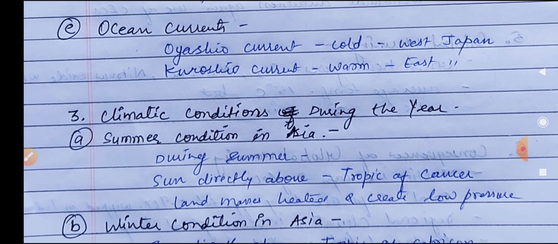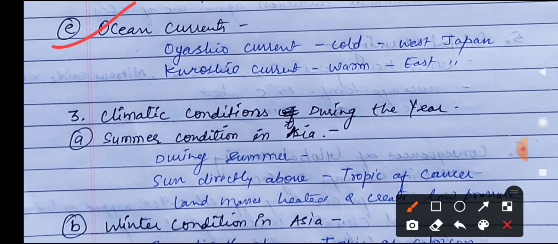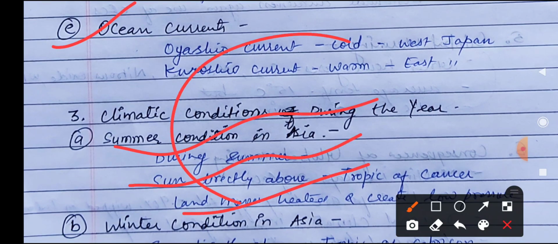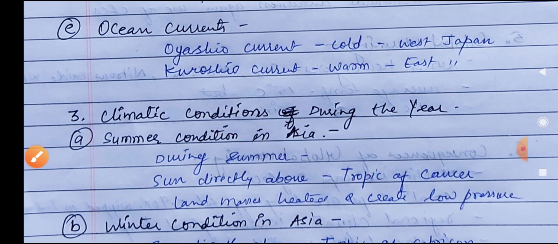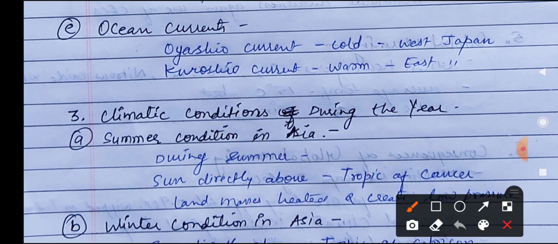Next one, it is the ocean currents. What are ocean currents? You will have a separate chapter in class 9th on ocean currents. Actually, just like in rivers the water is flowing, in the same way the ocean water is also circulating in a particular direction, in a particular movement. So this movement of the surface water is called the ocean current. It is also of two types, cold water currents and hot water currents.